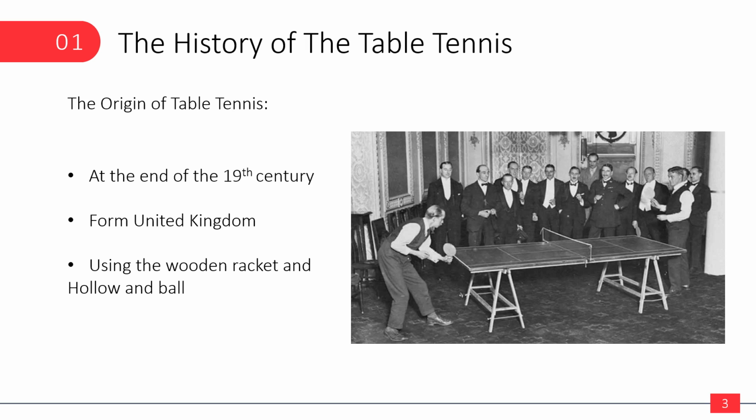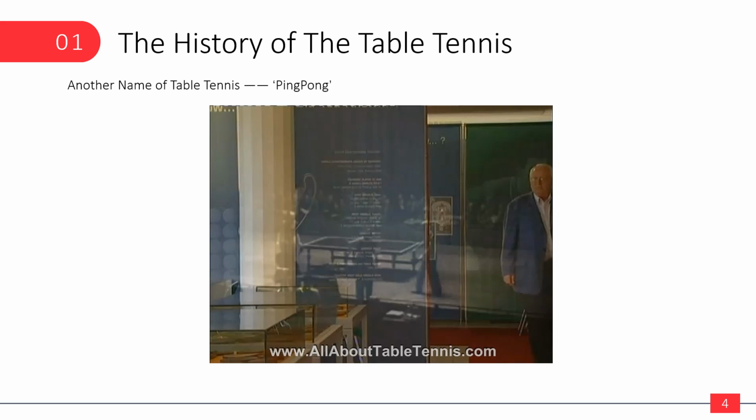Later, a hollow ball was used as the ball, and a wooden board was used as the racket. This kind of tennis on the table was called table tennis. This is the origin of the name table tennis. First, let's watch a video about the other name of table tennis.